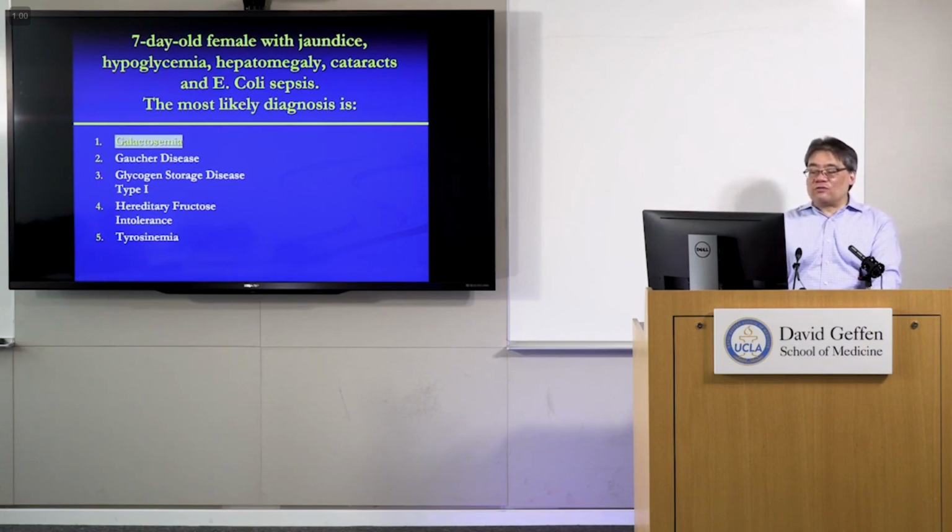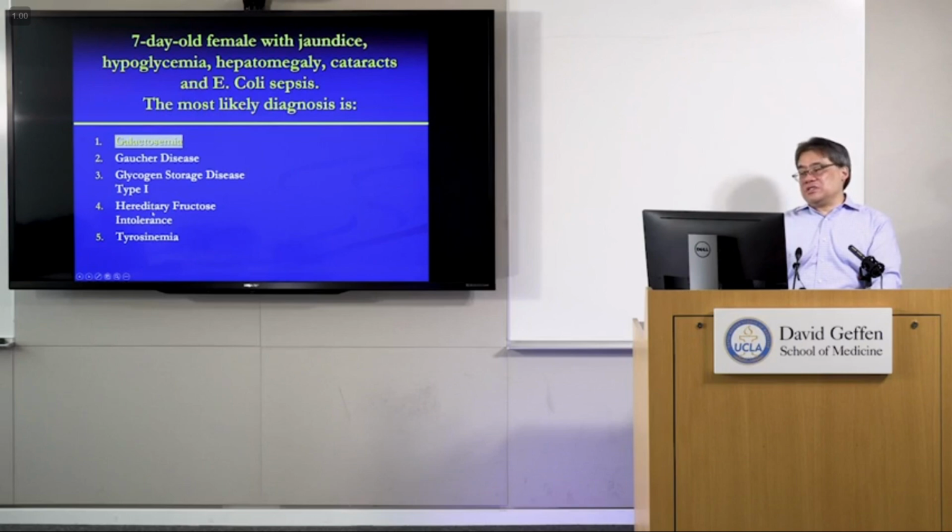There are very severe forms of lysosomal storage disease that present in infancy, but not like this at all. Glycogen storage disease does give you hypoglycemia and hepatomegaly, but it does not give you cataracts and it does not give you E. coli sepsis.